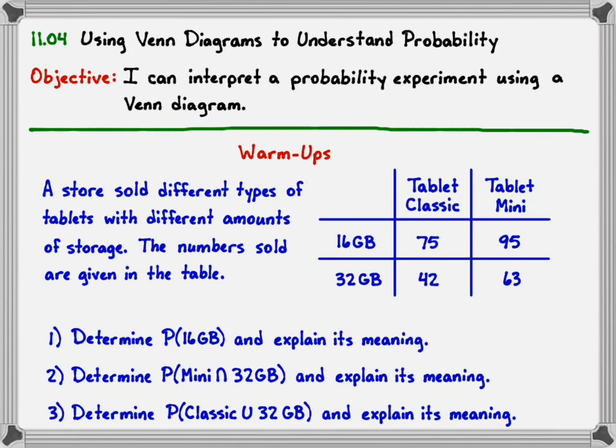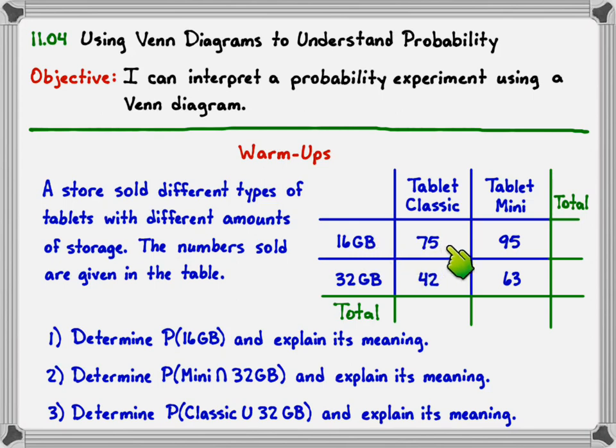Okay, for number one, it says determine the probability that a tablet is a 16 gigabyte tablet. That's the meaning of this. The probability that a tablet is a 16 gigabyte tablet, okay? Or the probability that somebody purchased a 16 gigabyte tablet. The first thing I need to do is I need to finish out this table by putting the totals in.